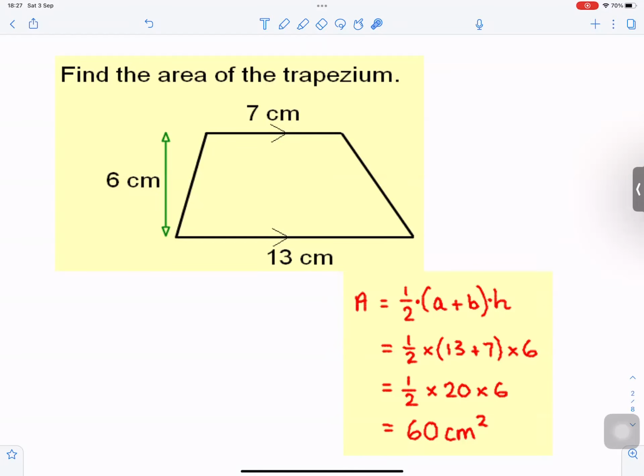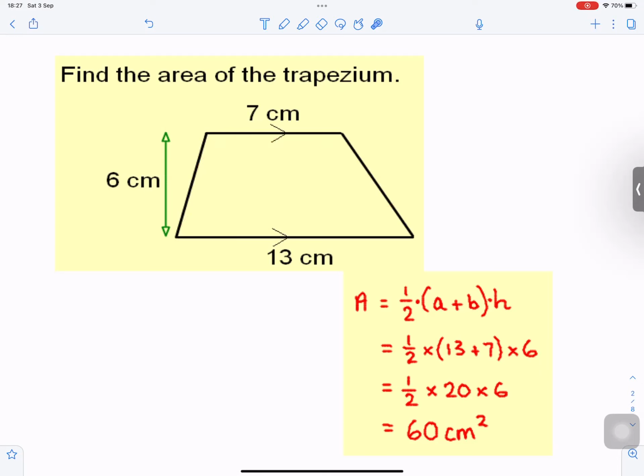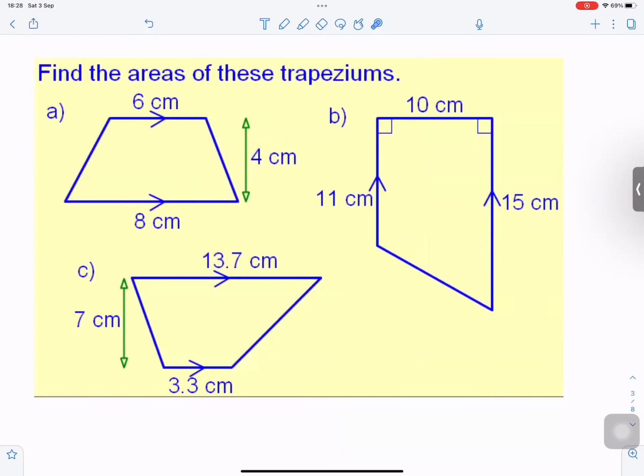So we can find the area of this trapezium. We'll have 7 plus 13 times 6, and half of that. So 7 plus 13 is 20, times 6, divided by 2 gives you 60. So the area is 60 centimeters squared.